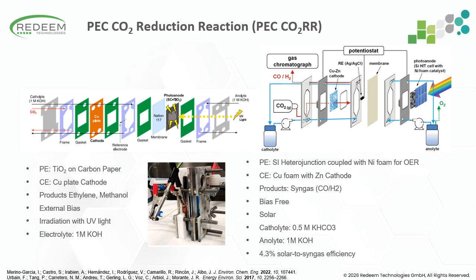And despite these improvements, both reactors still rely relatively heavily on conventional flow cell architectures. So the challenges such as CO2 mass transport, gas management, product separation, and scaling remain largely unresolved here.